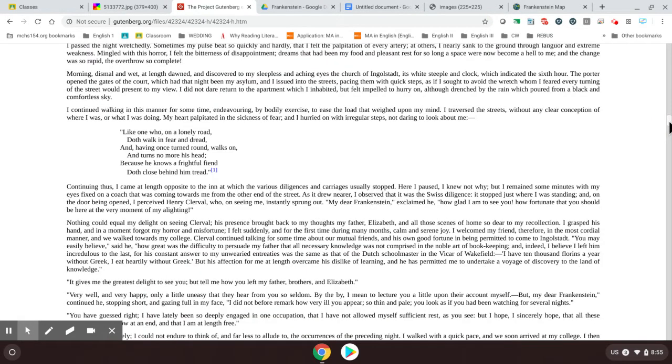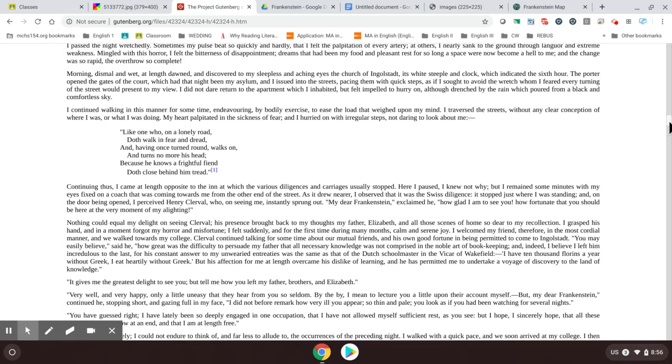All right, so again, Frankenstein runs away from him, runs out into the streets, and he's totally paranoid. And we have a direct allusion. There's a portion of Rime of the Ancient Mariner that's included in the text. "Like one who on a lonely road doth walk in fear and dread, and having once turned round walks on, and turns no more his head, because he knows a frightful fiend doth close behind him tread."